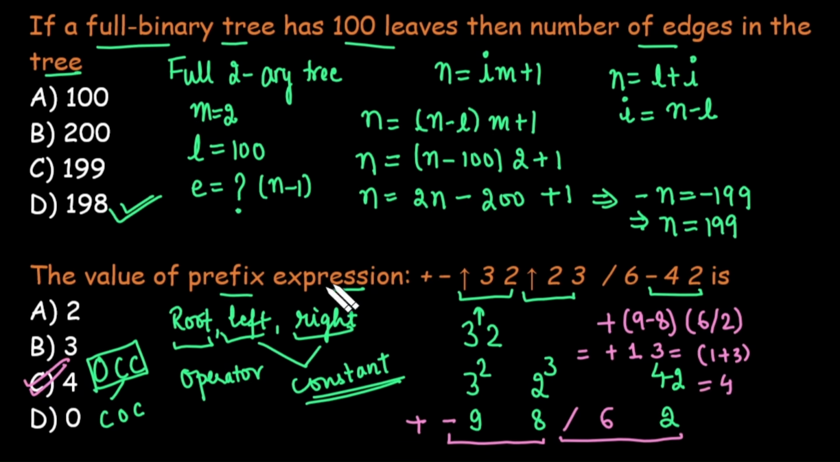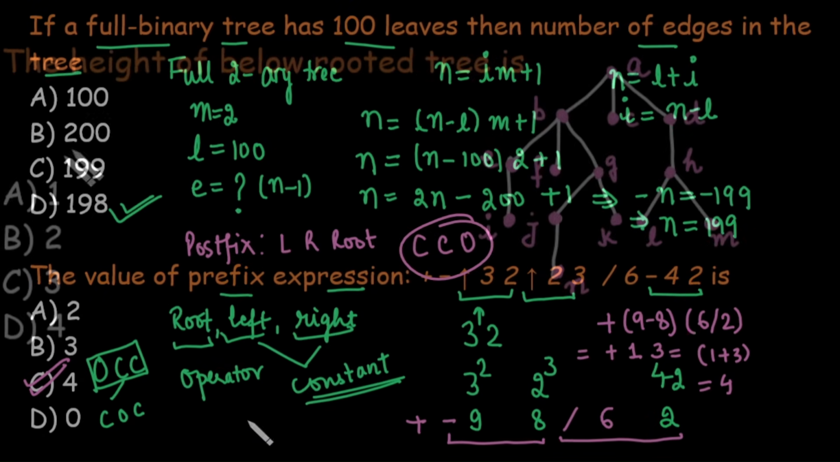So remember, in a prefix expression we have root first, then left, then right. Root is always operator, left and right are always constant. And if it is a postfix, in that case we have left, right, then root. And the root is always operator. And in this case we have the form constant operator.